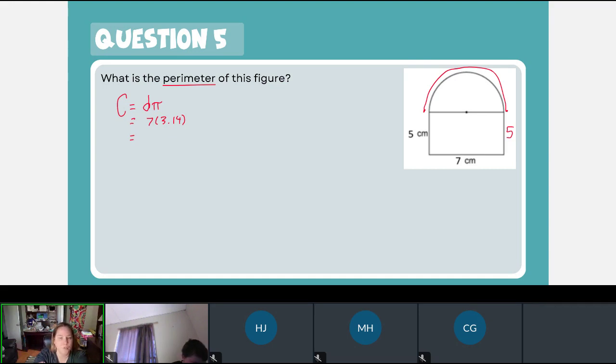Good, Serenity. 21.98. And then what do y'all think we need to do with that number, since it's only half of a circle? This would be for the whole circle. What should we do? Good. You can either divide it by 2 or multiply it by 0.5. I'm just going to divide it by 2 for easiness. And y'all tell me, what does that equal?